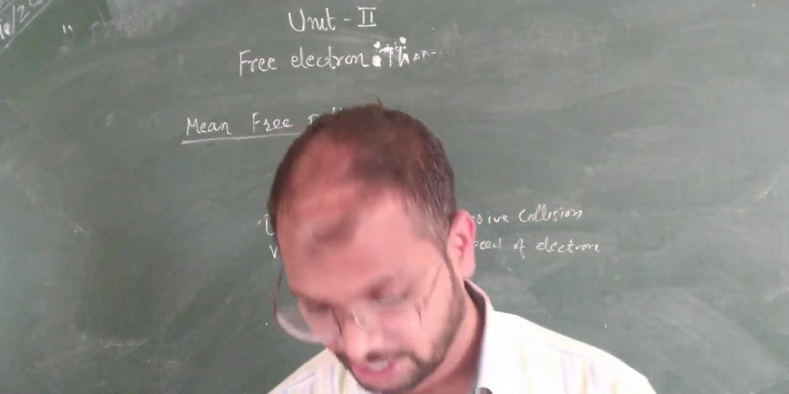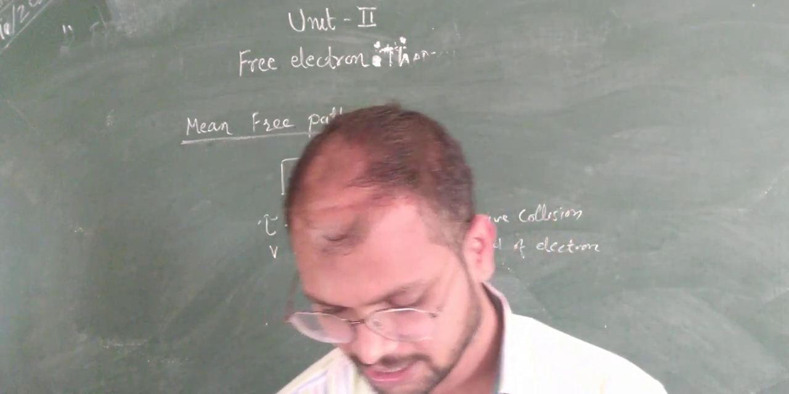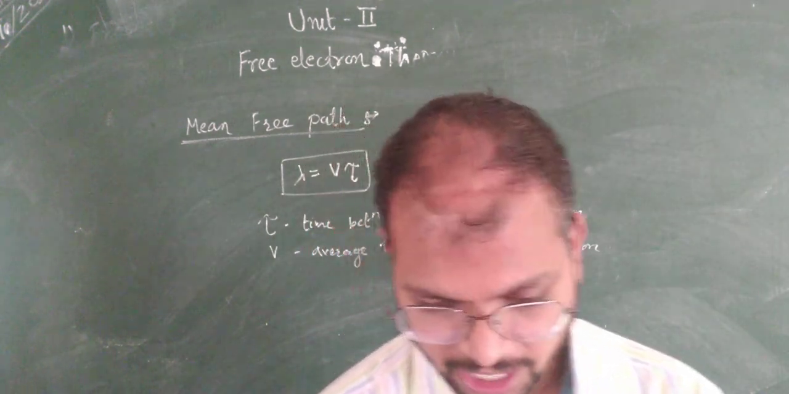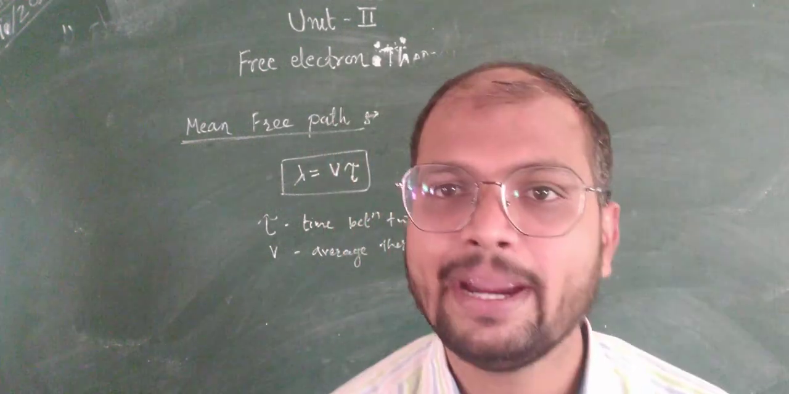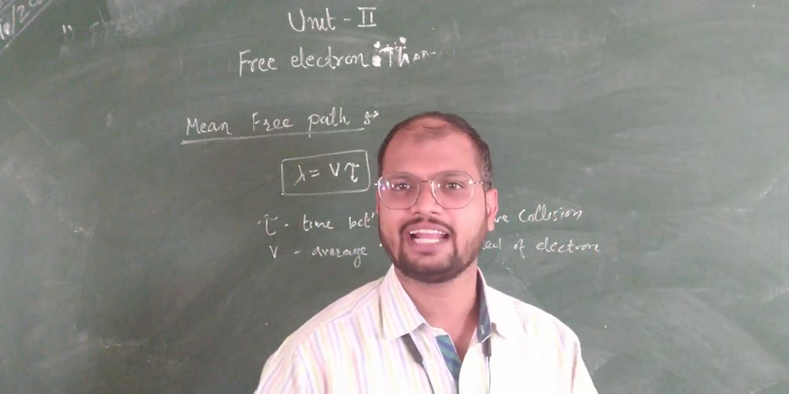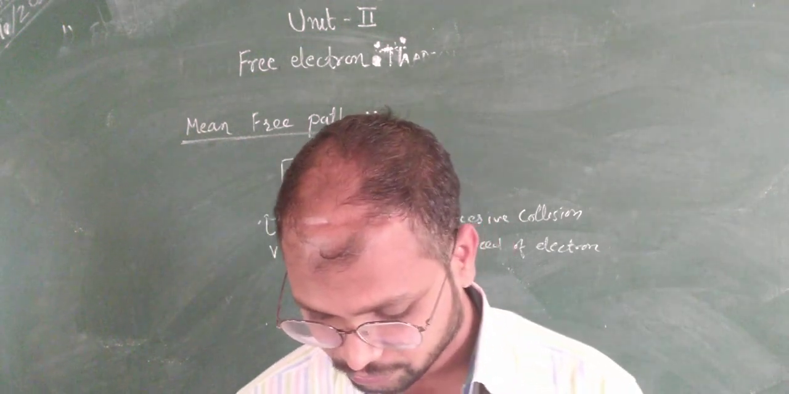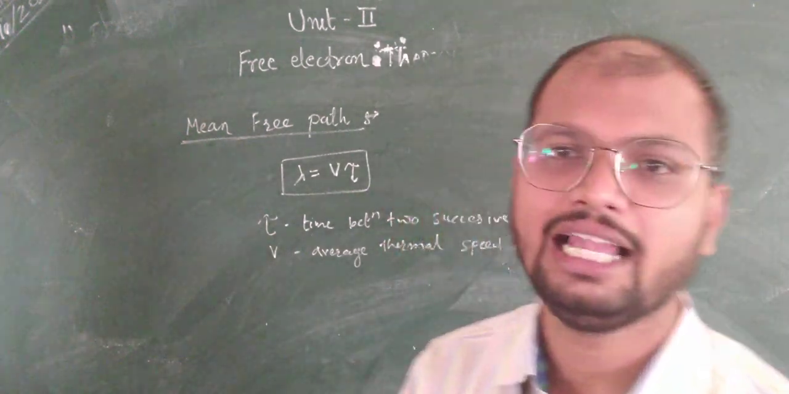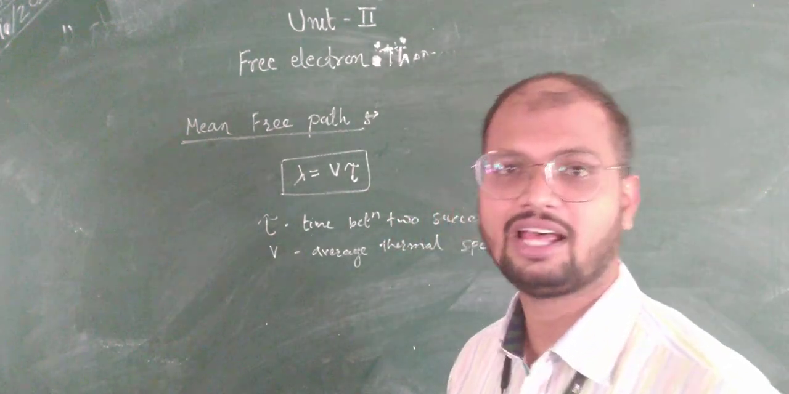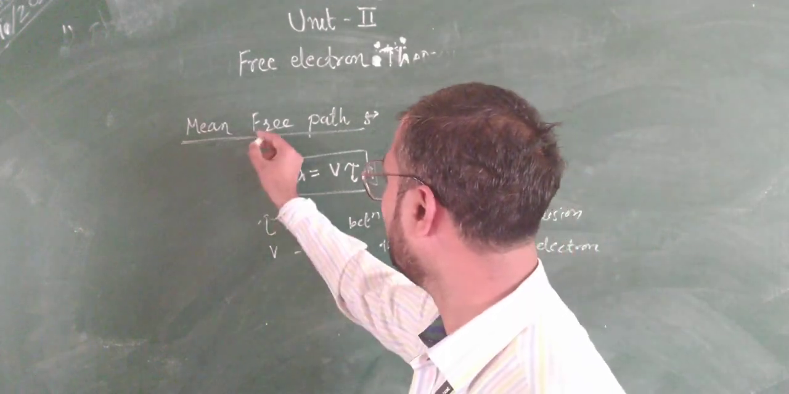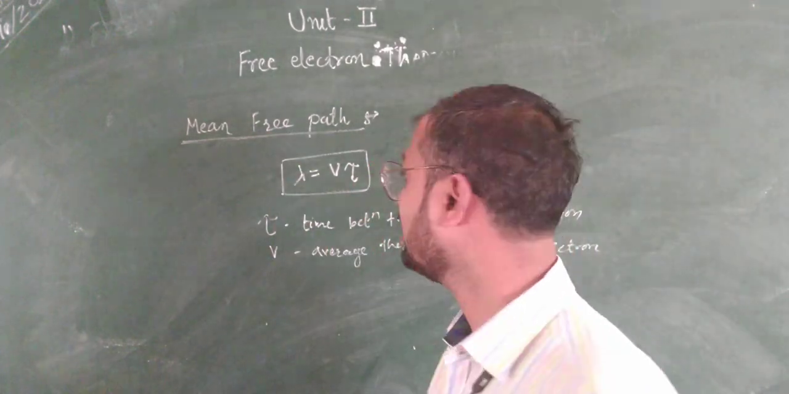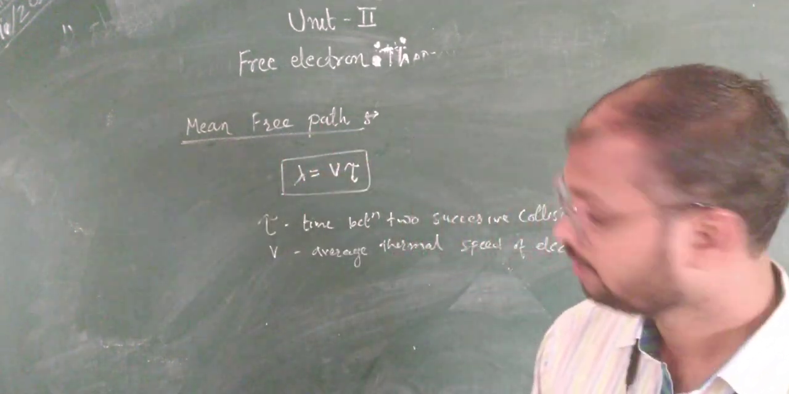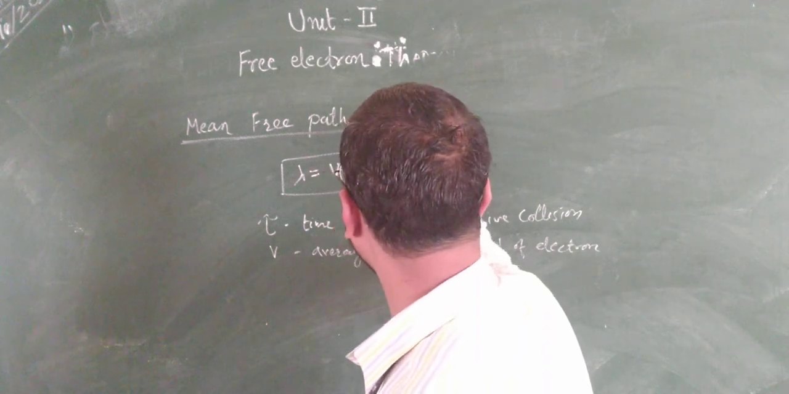If an external electric field is applied to the metals, the free electrons are accelerated and produce a current. All these we have studied in the last lecture. So now we study the mean free path. What is the mean free path of an electron? It is denoted by lambda.